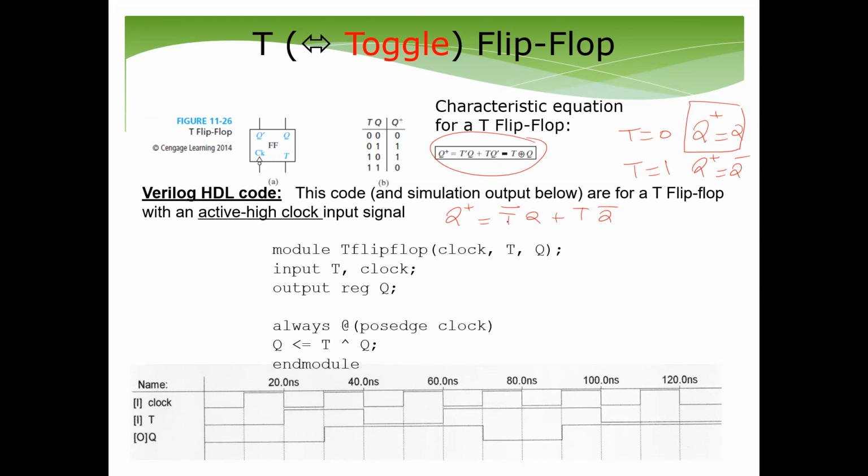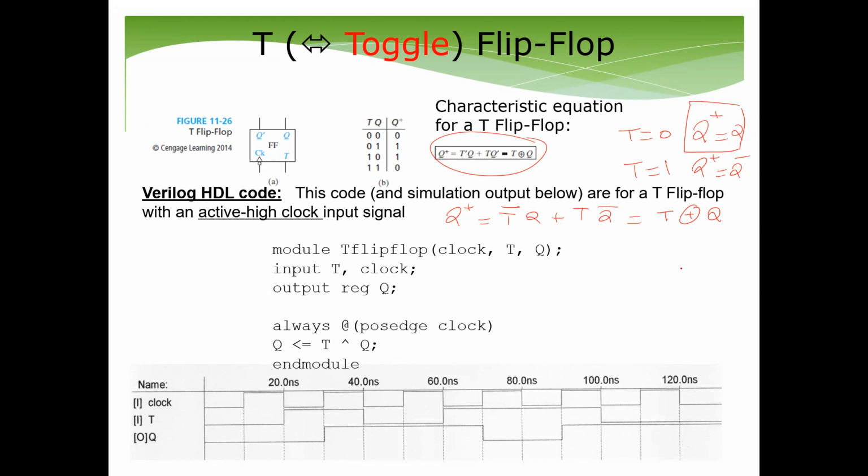If T equals 0, Q plus equals Q. If T equals 1, Q plus will equal Q bar. And this is from Boolean algebra. This is T XOR Q.